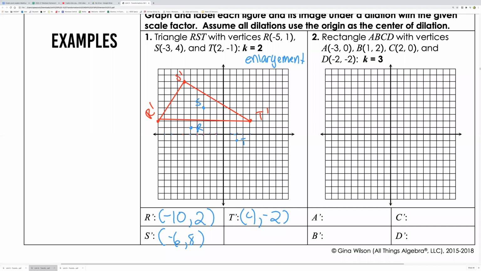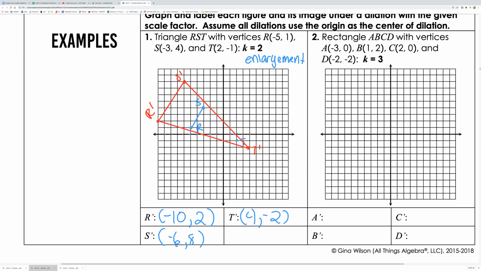Did I mess up again? Lord, the struggle is real for me today, guys. The struggle is real. Okay, I went over 1, 2, 3, 4, and then down 2, and that gives me T prime. Y'all need some backup over here.